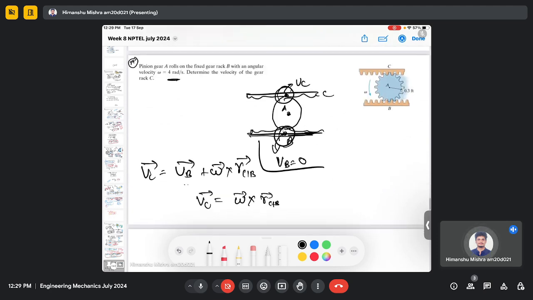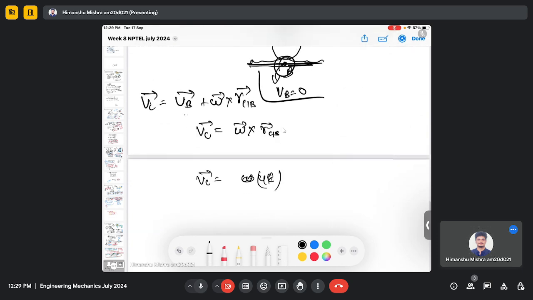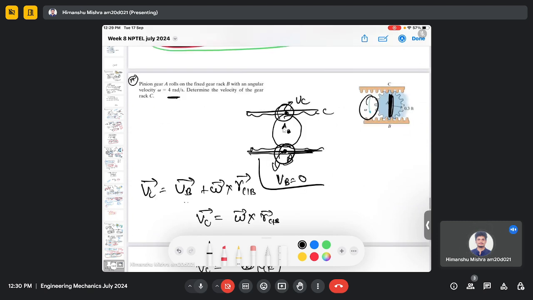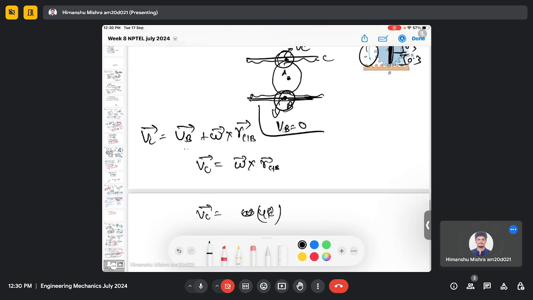You can see it's counterclockwise, which means it's positive, and this is my RCB, which is 0.3. So the radius is 0.3. So this is 0.3 and the remaining is 0.3. So the total is 0.6 in the j direction. So 0.6 in the j direction.